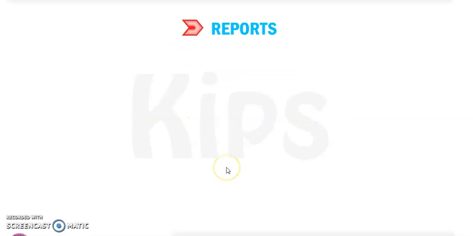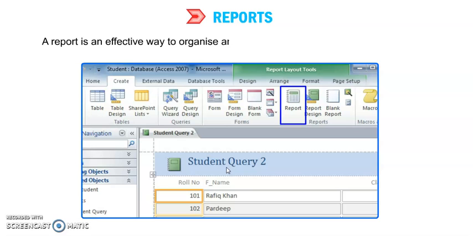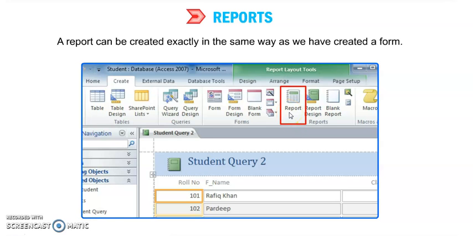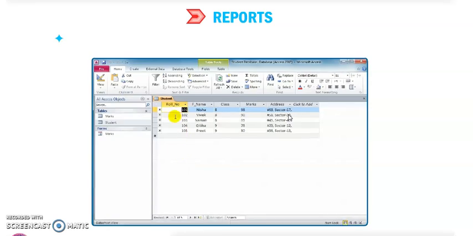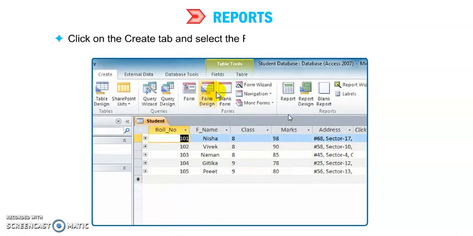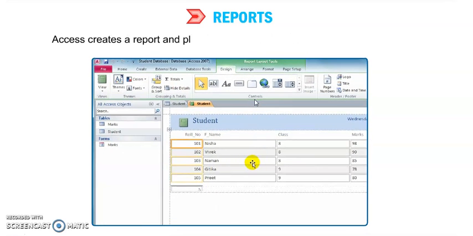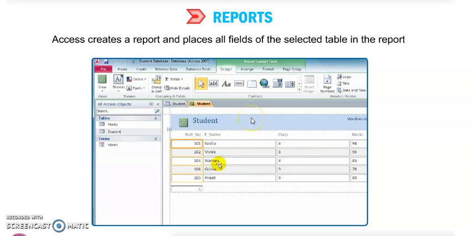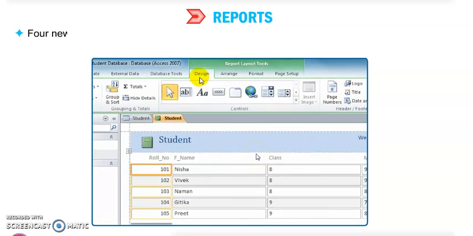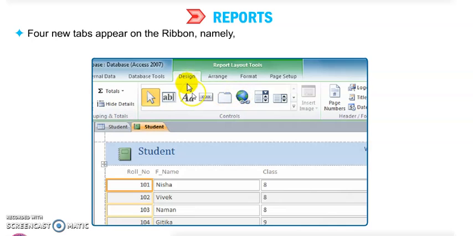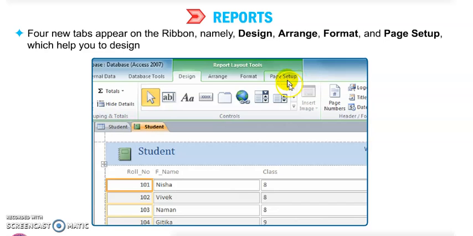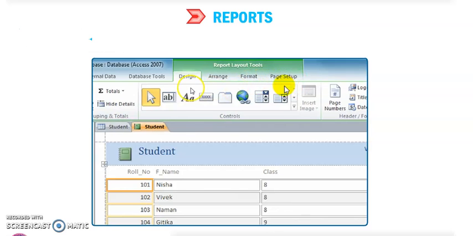Now next is Reports. A report is an effective way to organize and summarize data for viewing and printing. A report can be created exactly in the same way as we have created a form. Click on the Create tab and select the Report option in the Reports group. Access creates a report and places all the fields of the selected table in the report. Four new tabs appear on the ribbon, namely Design, Arrange, Format and Page Setup, which help you design and format the report.